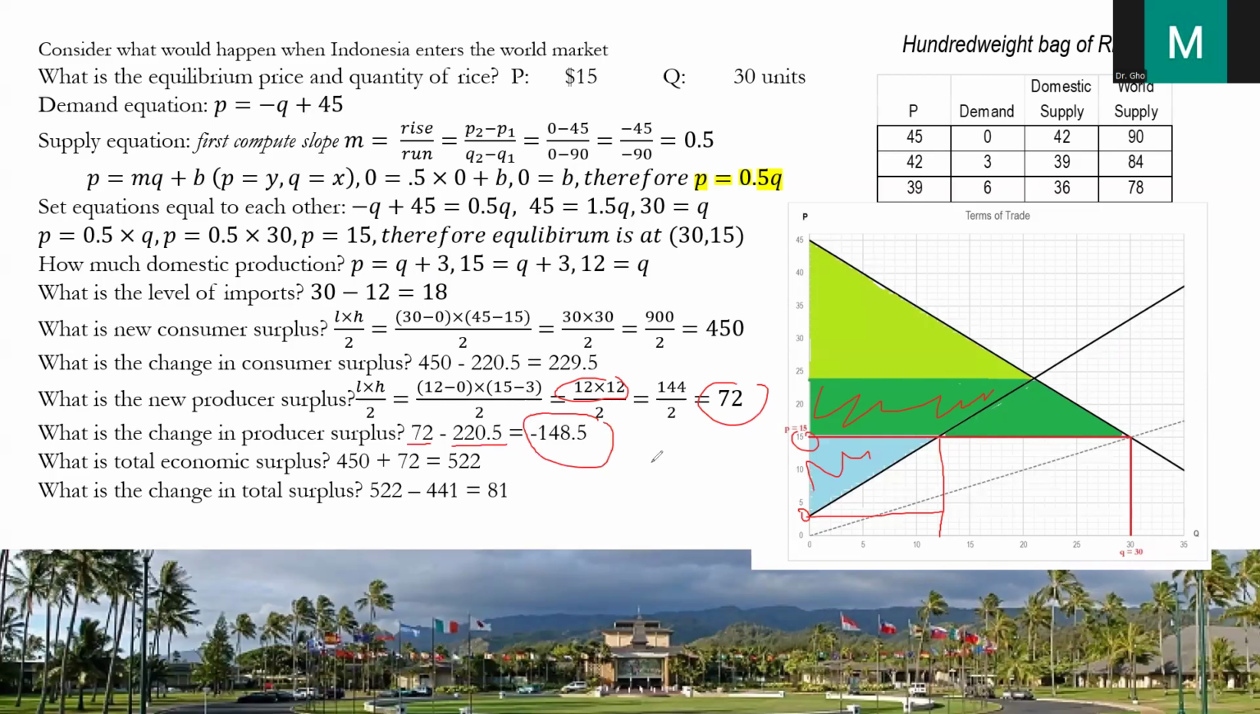Pretty sure we know who's going to be banging on the door of the legislators to try to put something into place. Total economic surplus, we sum both of these two together, and we end up with 522, which is a huge increase of 81 from before. So that's what happens without any mucking of the economy.